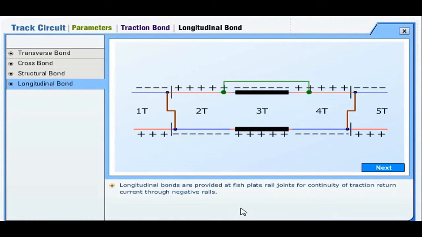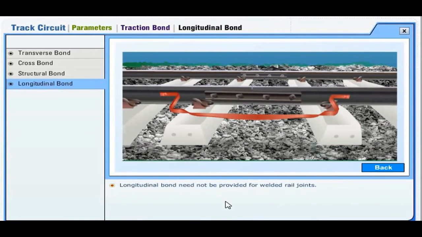Longitudinal bond. Longitudinal bonds are provided at fish plate rail joints for continuity of traction return current through negative rails. Longitudinal bond need not be provided for welded rail joints.